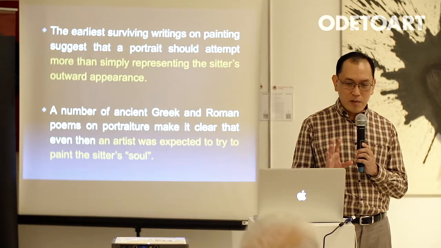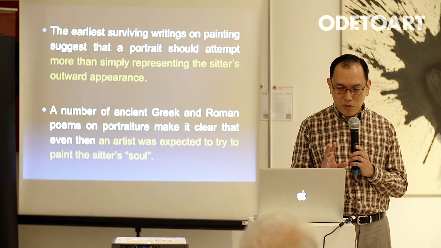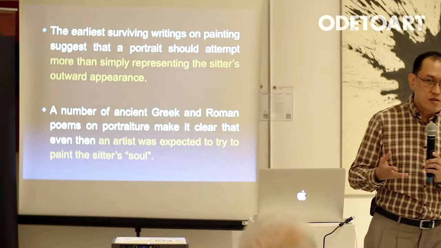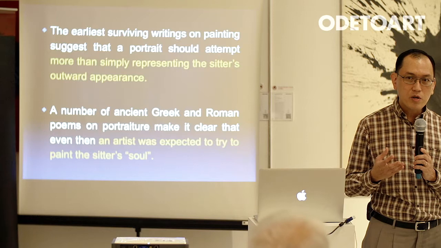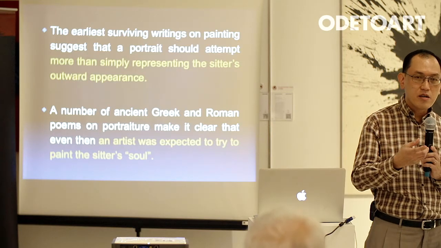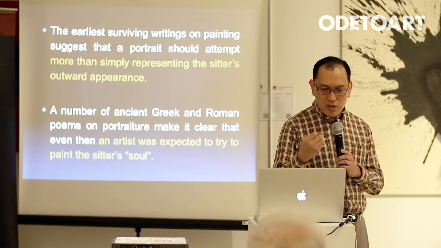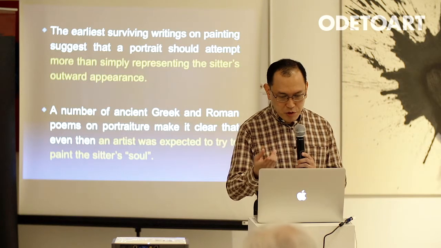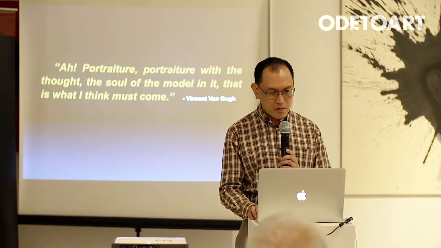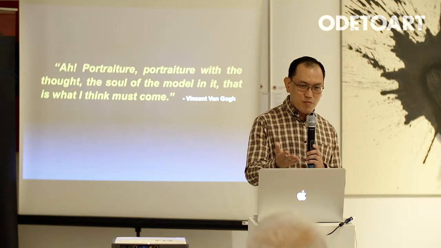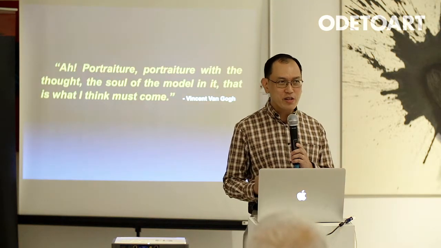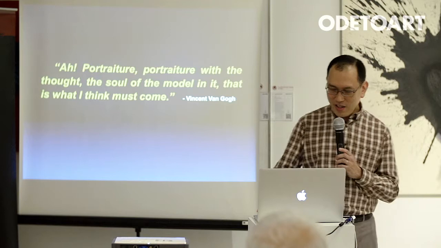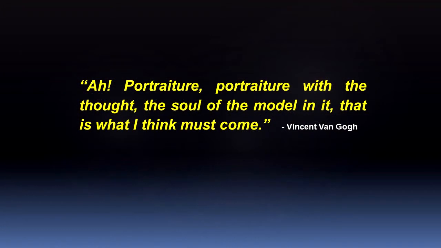But some artists were able to do that. Later on we're going to look at this artist called Titian, who was a really skilled portraitist, able to give an insight into the character of his sitter. So some artists are able to capture the so-called soul or the inner character of that individual. Van Gogh says, portraiture with the thought, the soul of the model in it, that is what I think must come. And we know that the eyes.